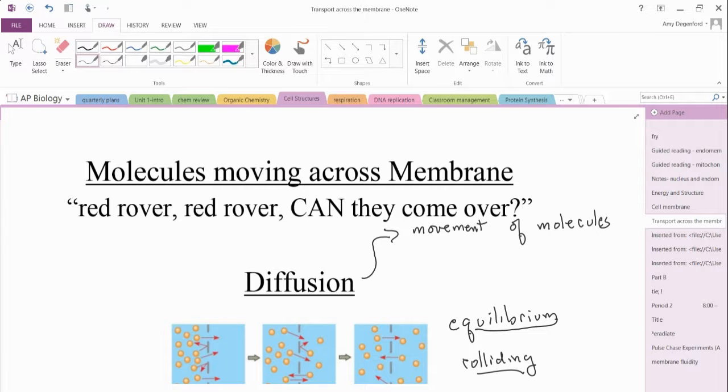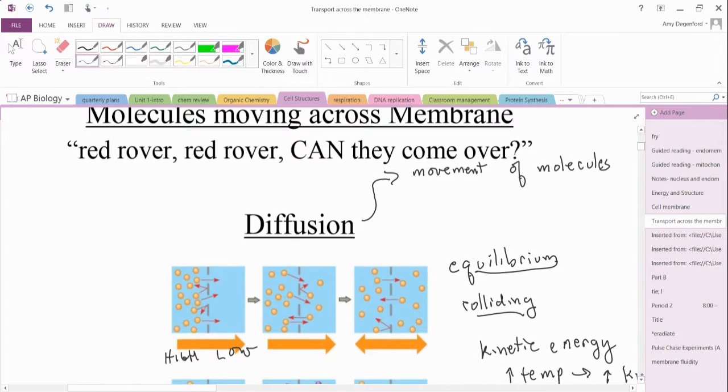And so by the end of this movie, you should be able to describe diffusion, describe the types of solutions, and explain why some molecules can and why some molecules can't. So first things first, let's go ahead and clarify diffusion.